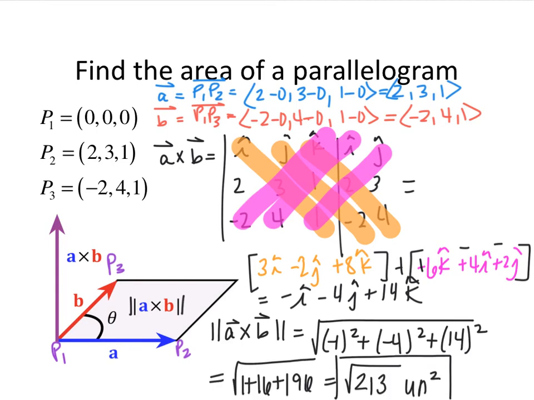So using the three-dimensional Pythagorean theorem, you end up with negative 1 quantity squared plus negative 4 quantity squared plus 14 quantity squared, square root of all that. So the area of this parallelogram is the square root of 213 units squared. So remember, a cross product is a new vector that is perpendicular to both of the given vectors, and the way that you find that vector is by taking a 3 by 3 determinant, with the first row being i, j, and k, and the next two rows being the two given vectors.